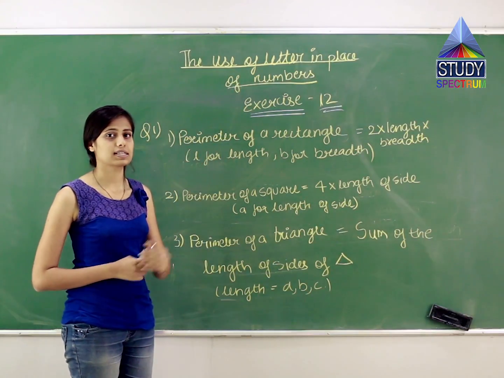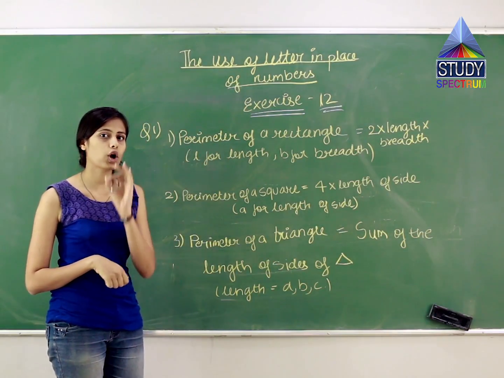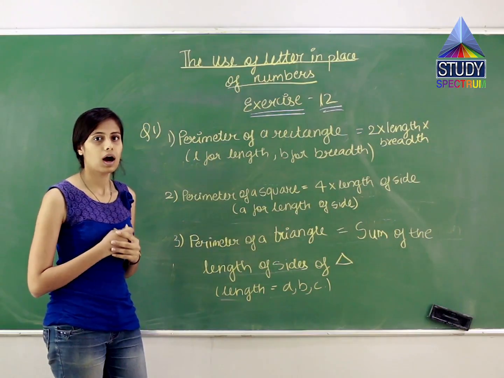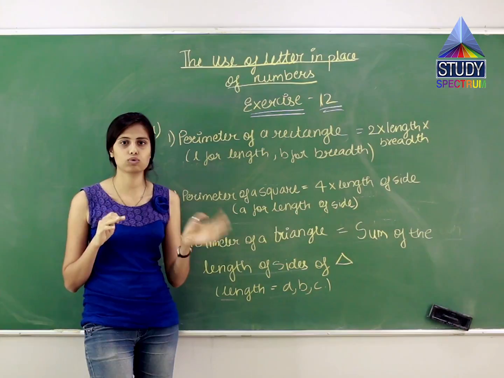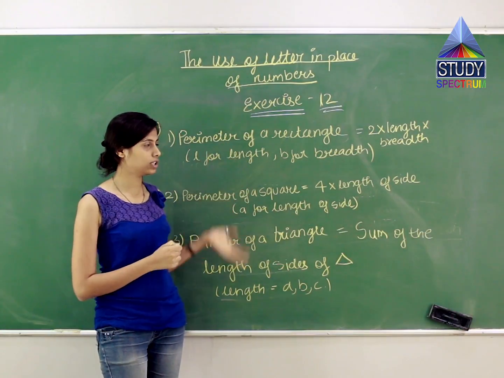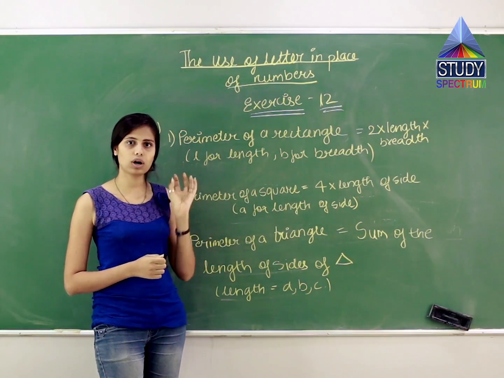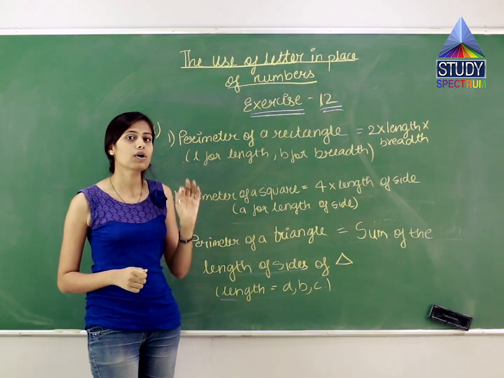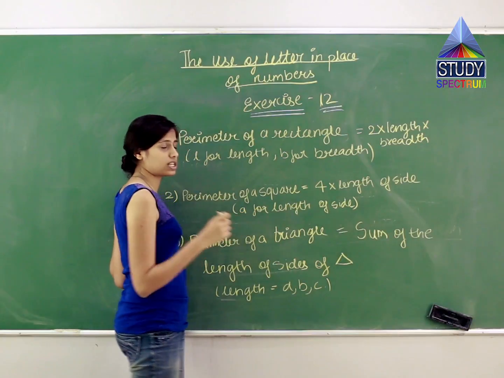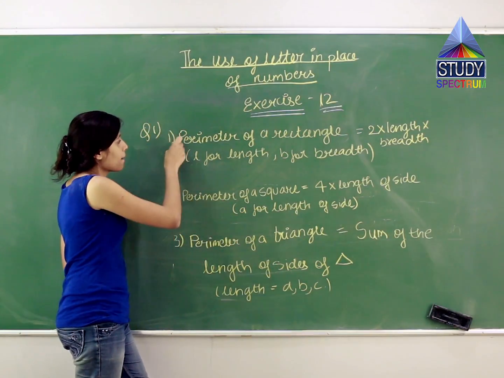With the 12th exercise. In the previous exercise, we did not know the unknown number. So we were replacing the number with a letter from A to Z of our own choice. Over here, they have not given you the number, but they have also given you which letter is to be used instead of that unknown number. So look, perimeter.